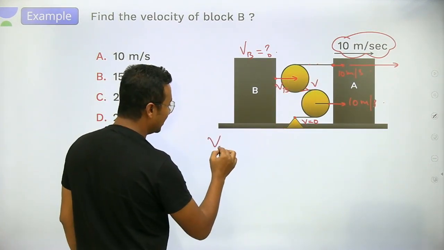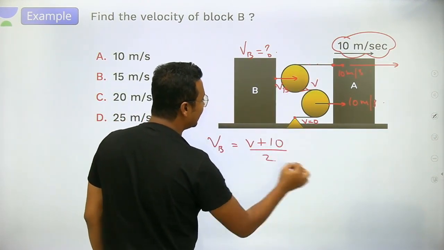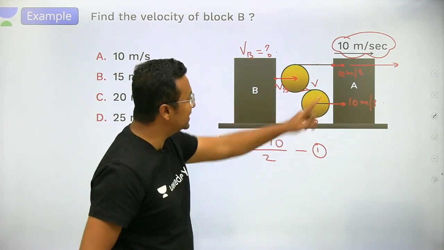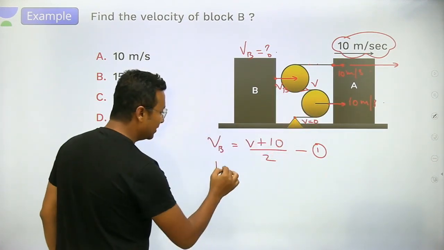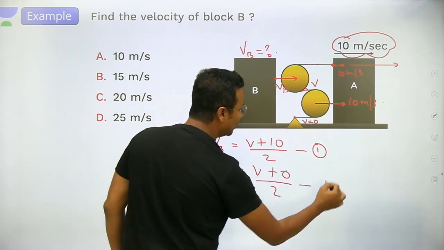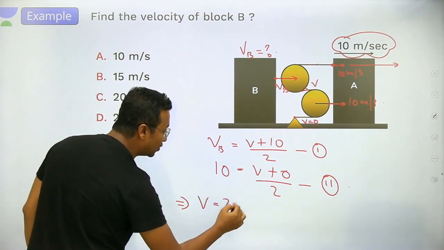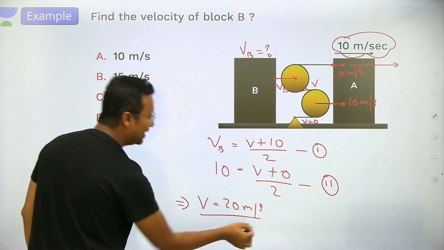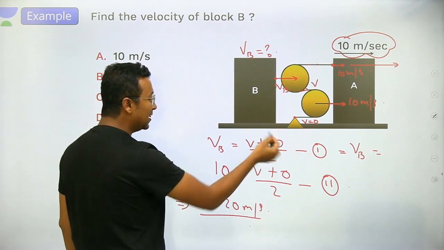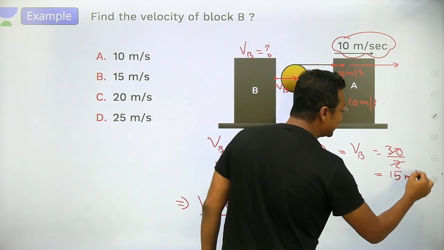So VB will be equal to (V plus 10) divided by 2. That's the first equation. And the second equation is 10 will be equal to (V plus 0) divided by 2. Now from the second equation I can get V is equal to 20 meters per second. Insert the value here. You will get VB is equal to (20 plus 10), that is 30, divided by 2, that is going to be 15 meters per second.